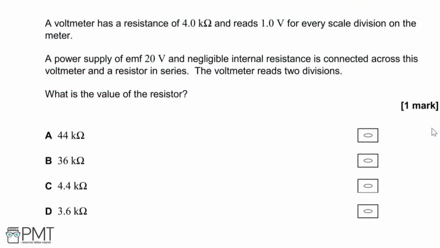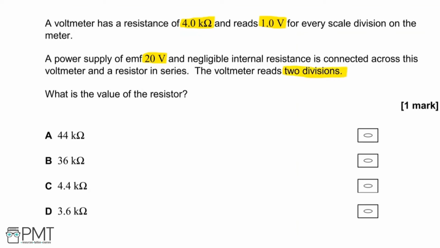A voltmeter has a resistance of 4 kilo ohms and reads 1 volt for every scale division on the meter. A power supply of EMF 20 volts and negligible internal resistance is connected across this voltmeter and a resistor in series. The voltmeter reads 2 divisions.